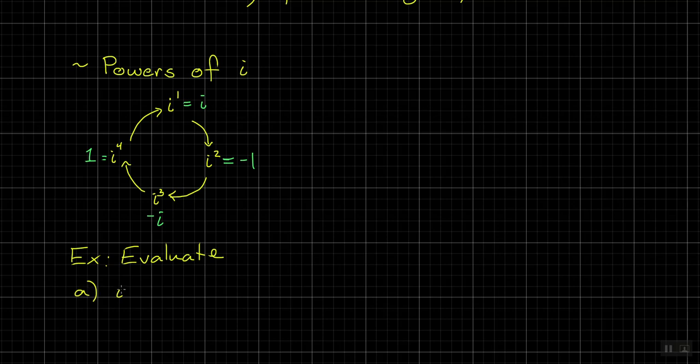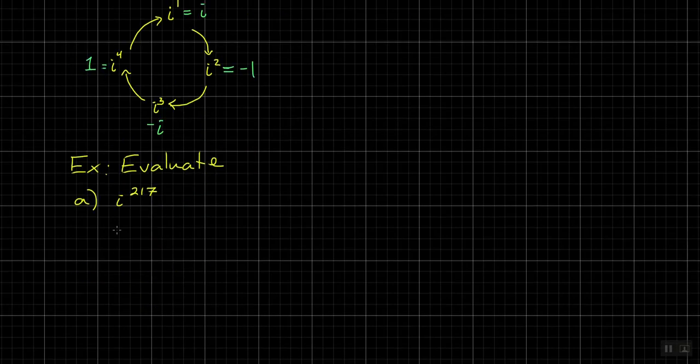I want you to evaluate the following for me. On example A, I want i to the 217. Let's get crazy. Do you really want to have to loop yourself over and over and over and over? I don't want to have to do this 217 times, but check it out. If your remainder is 0, you just get i to that. So let's think about this for an example. We're going to make a note.